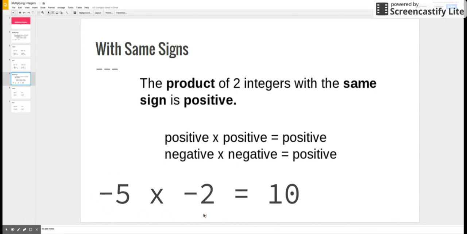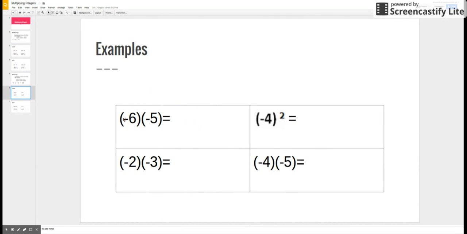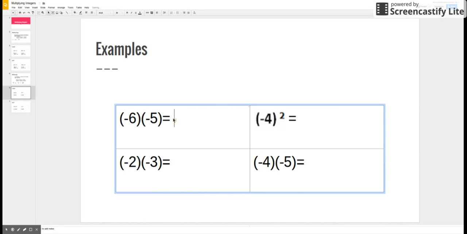So here is an example of that negative negative. Negative 5 times negative 2 equals positive 10. Okay? Negative times a negative gets you positive. Let's try going over some examples. Negative 6 times negative 5 gets me positive 30.